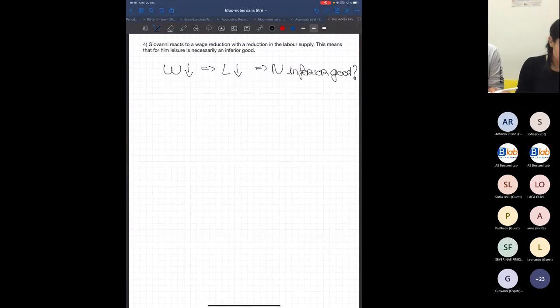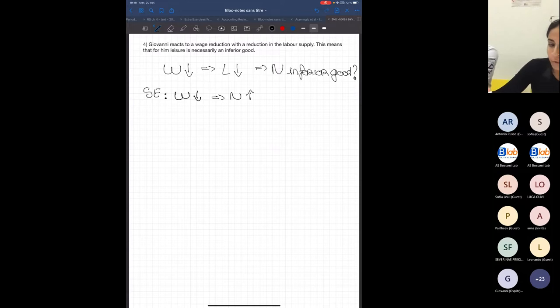To answer this question, we're going to have to look at the income effect and the substitution effect. First of all, we're going to look at the substitution effect for these two goods. We see that wages go down. What does this mean? I think you should have seen in class that the wage is basically the opportunity cost of leisure. So since wages go down, it means that leisure is going to go up.